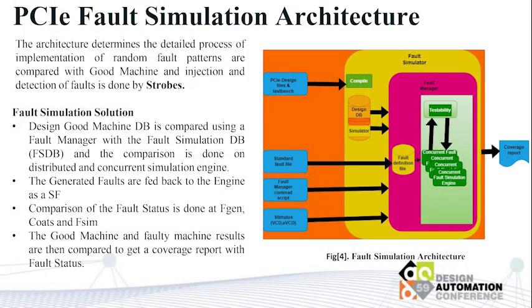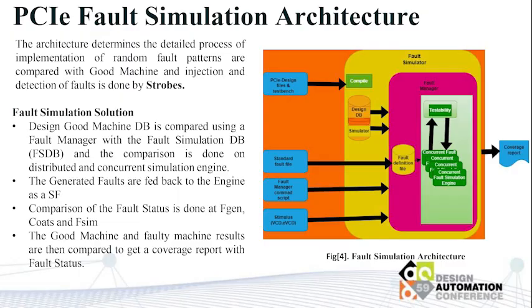The architecture determines a detailed process of implementation of random fault patterns compared with a good machine, and injection and detection of fault. Here you can see in the diagram that it goes through four processes. First, we compile the design with fault simulation switches. Then we pass the SSF file. This SSF file contains different nodes of the design where the fault is injected and what value of the fault we are injecting, whether it is 0 or 1, and what type of fault, whether port fault, flop, wire or array. Along with that we pass the stimulus, which can be VCD or EVCD.